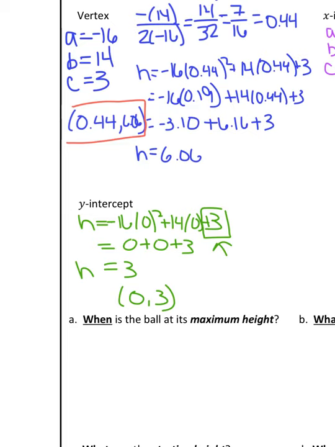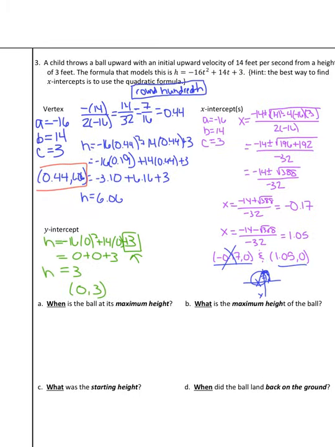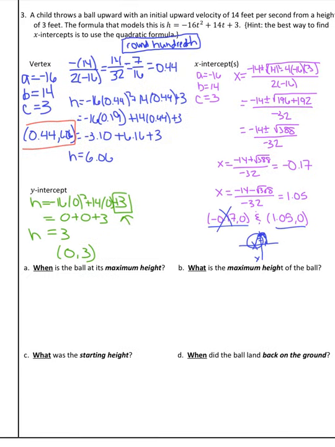Plug in 0 for x, solve for y. It's always really super easy. Way easier than x-intercepts, because for the x-intercepts, right, we had to do all that quadratic work over there. It can be kind of a pain in the butt sometimes. All right, so now let's answer the questions.